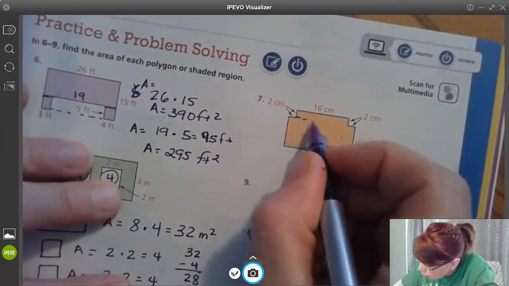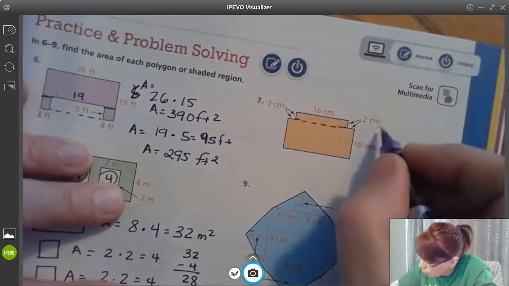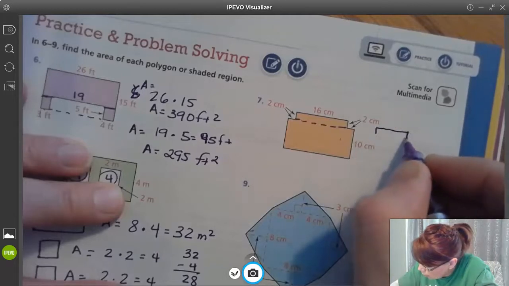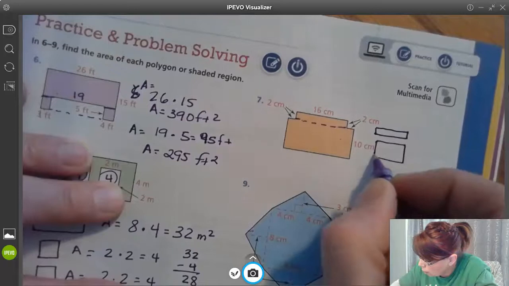I'm going to cut it up. Okay, instead of doing it that way, I'm going to cut it up. So we have two shapes that we have to find the area for. This skinny one and then this bigger rectangle at the bottom.